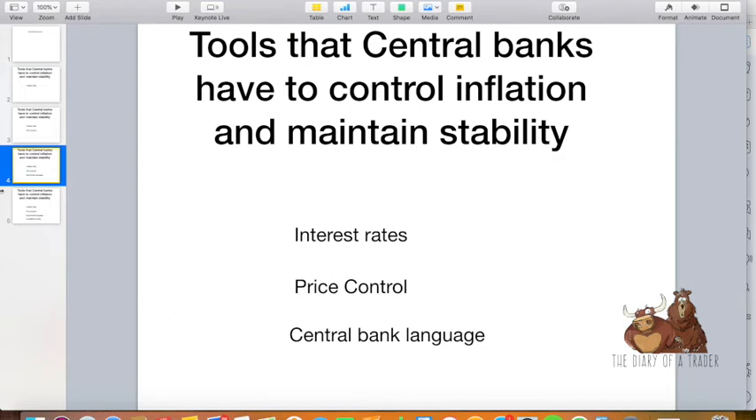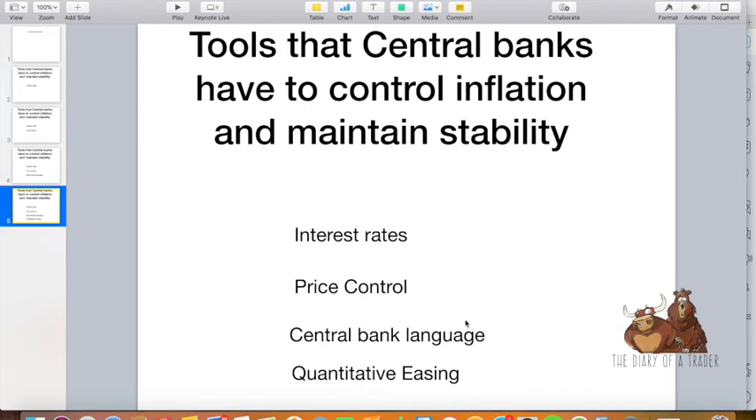The final tool that the central bank has to control inflation and maintain stability is quantitative easing. The QE process that the banks use is essentially printing money and then putting that money into the nation's financial system. It stimulates growth and investment, and it devalues a country's currency and supports growth as the country's exports become more competitive. It's a very effective tool, and it's paid a lot of attention to by the markets.